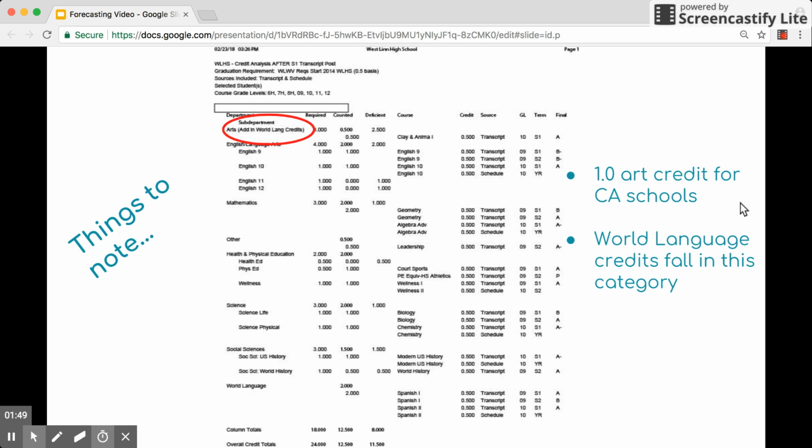For students who are interested in California public schools, they are required 1 full year of art. That can be a performing art or a studio art.